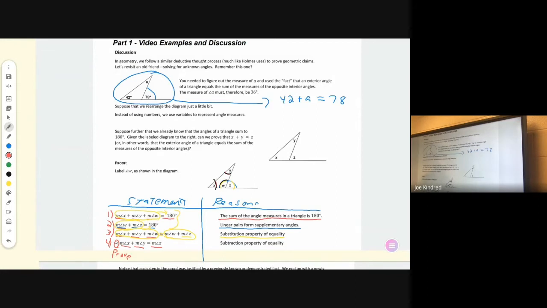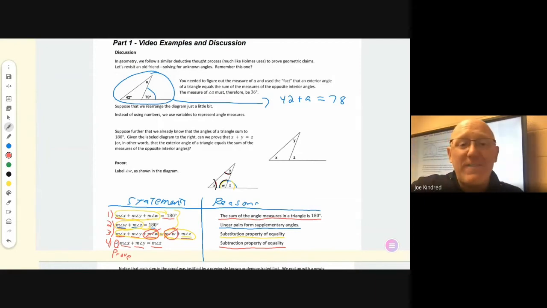Now, how did they get there? Well, they state the subtraction property. The reason is that if you subtract W on both sides, they reduce out, and you're left with X plus Y is equal to Z. And so we've proven that the remote interior angles of a triangle are equal to the exterior angle. Okay.